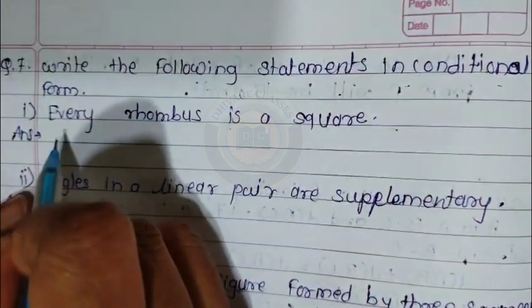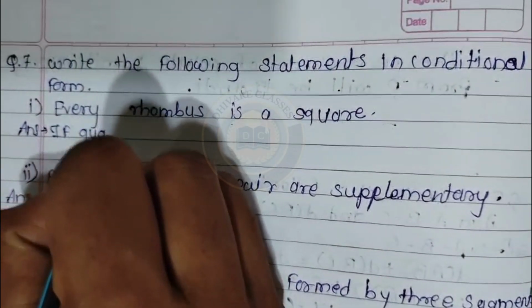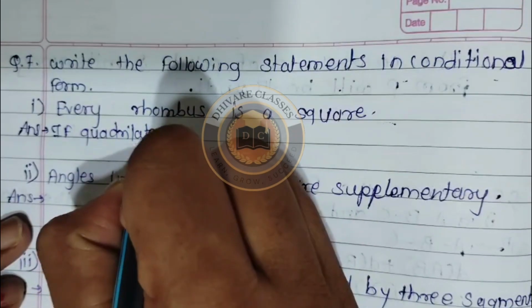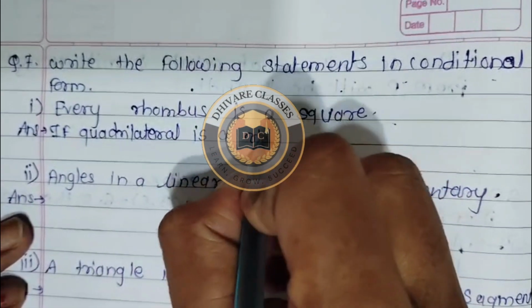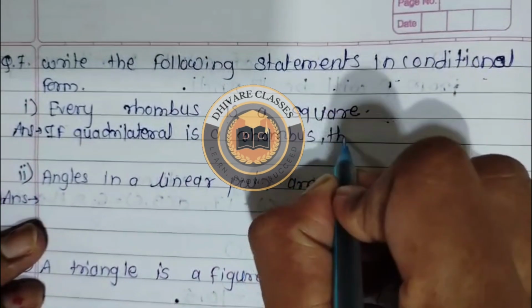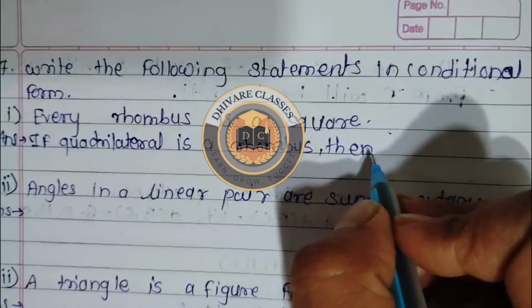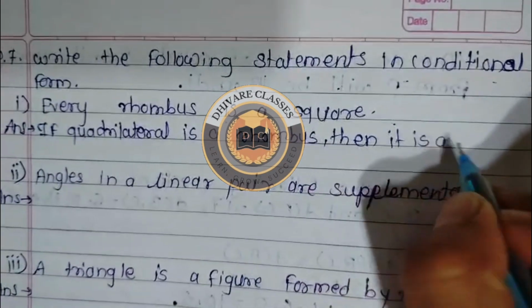If a quadrilateral is a rhombus, then it is a square.